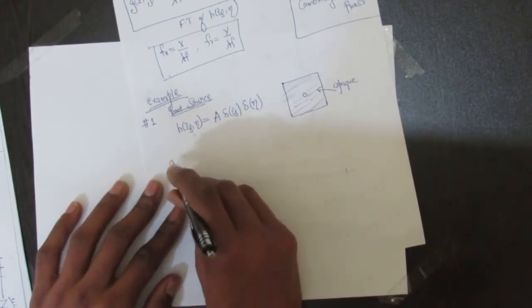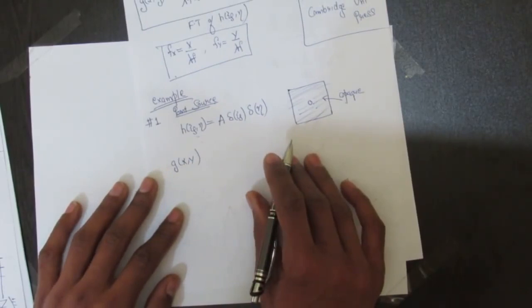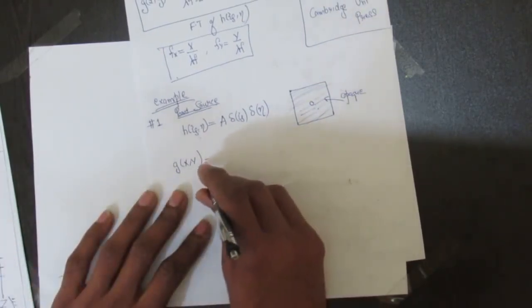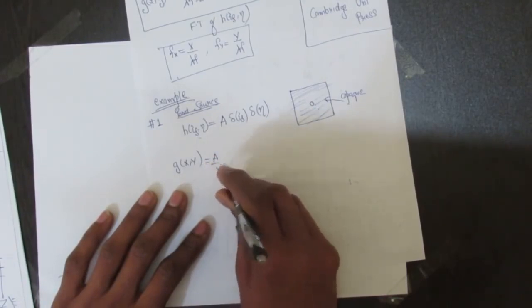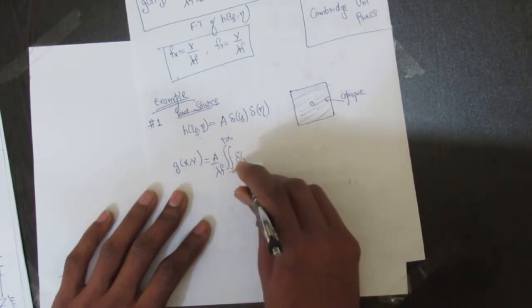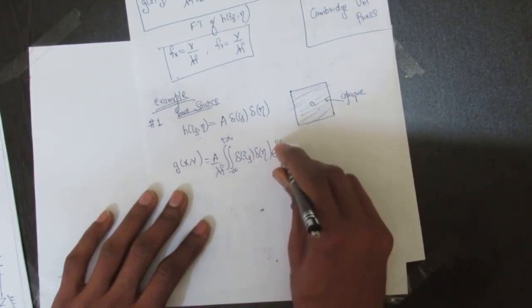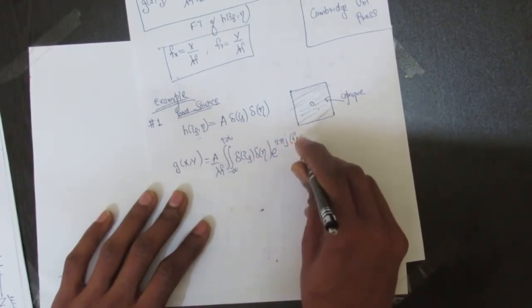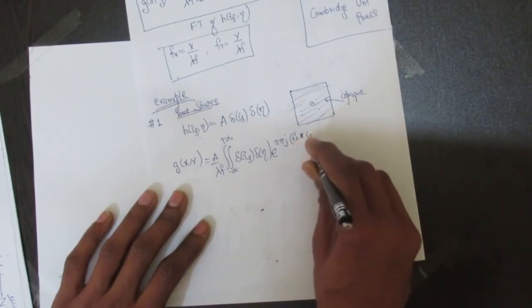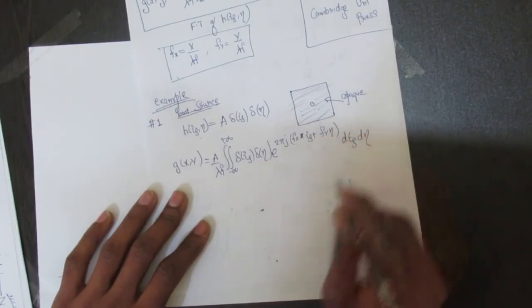Now if you substitute the value of h of zeta, eta here, what you will get is g of x, y equal to A divided by lambda f, double integral from minus infinity to plus infinity, delta of zeta, delta of eta, exponential 2 pi j, fx zeta plus fy eta, d zeta, d eta.